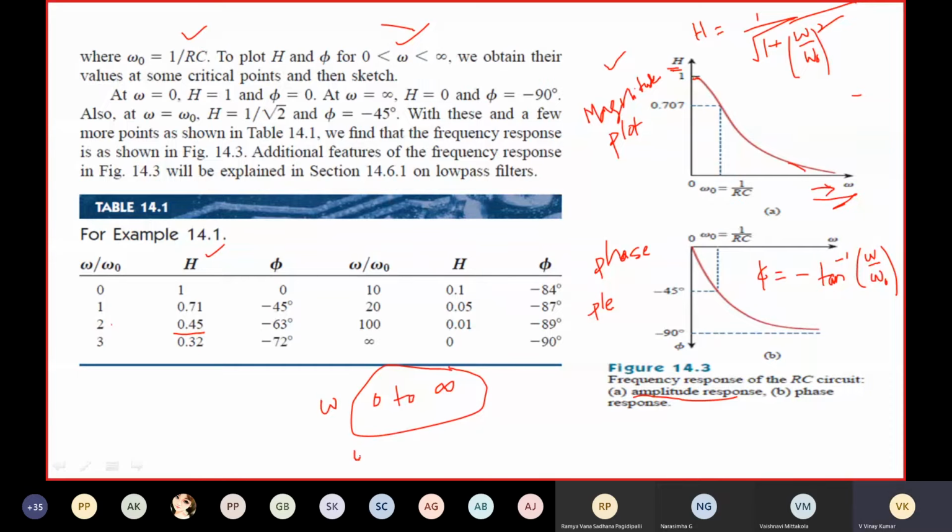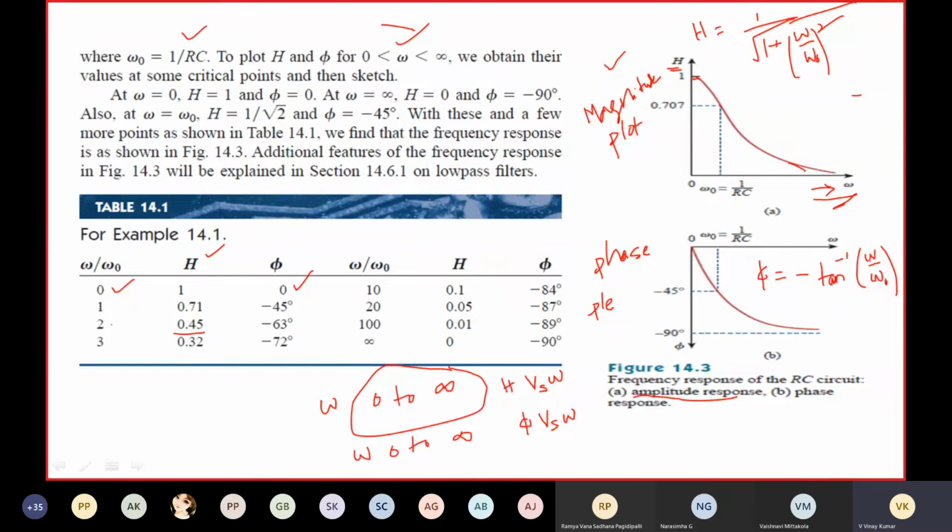Now, similarly, by varying frequency from 0 to infinity, you plot the graph between phase angle versus frequency. The earlier graph was between magnitude versus frequency. You can see here, when omega by omega naught is equal to 0, the phase angle is 0. Phi is equal to minus tan inverse of omega by omega naught, and tan inverse of 0 is 0.